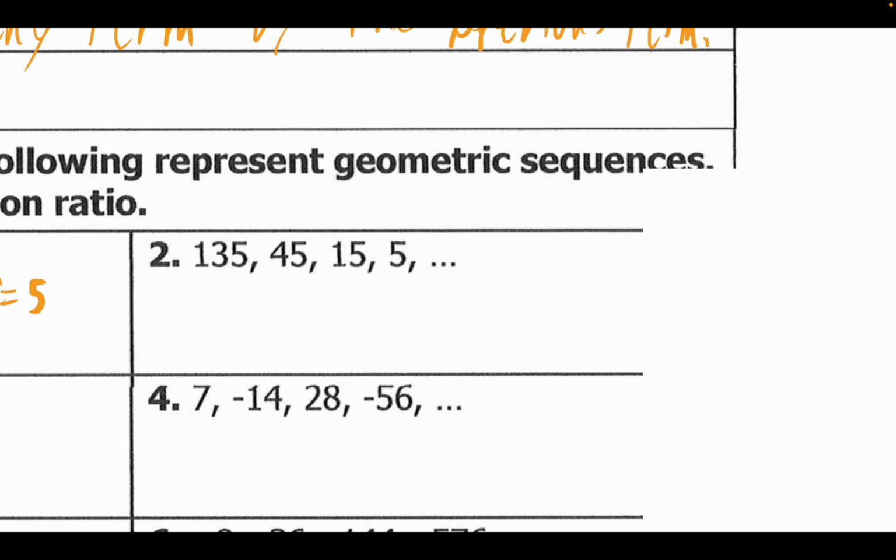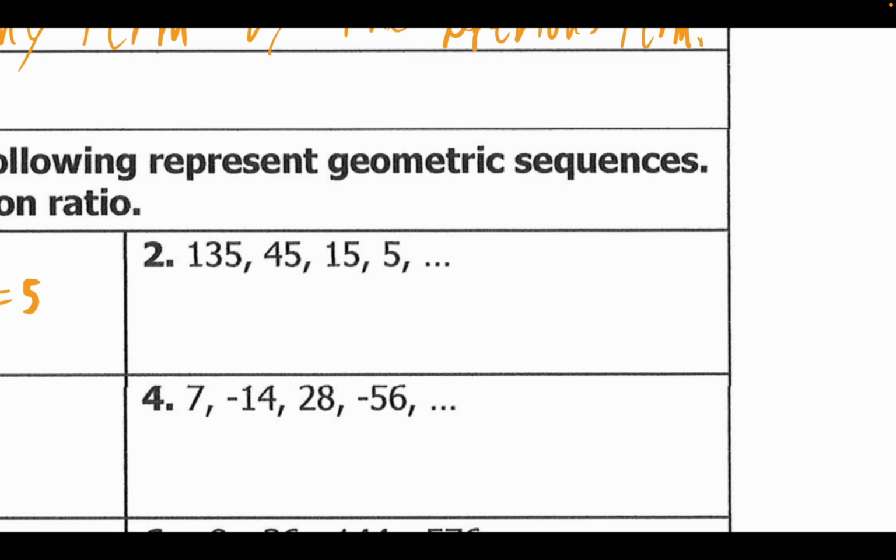Number 2 here. If I divide any term by the previous term, 45 divided by 135, 15 divided by 45, and 5 divided by 15, all end up resulting in us dividing by 3. So this would be the same thing as multiplying by 1/3. And so yes, this is a geometric sequence, and it is a ratio of 1/3. If you had taken 45 divided by 135, you'd end up getting 1/3.